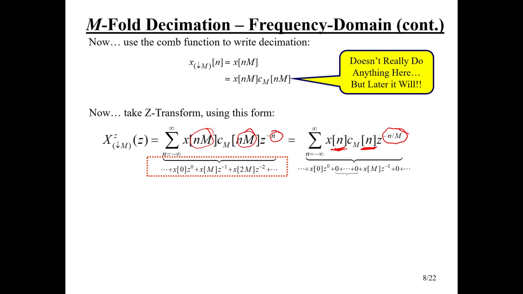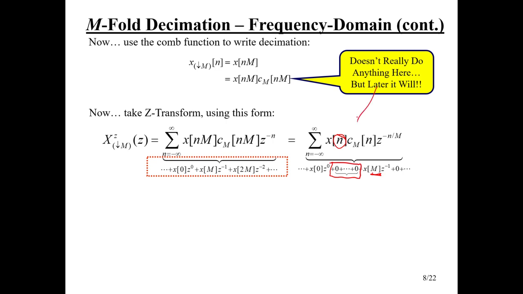m. But remember, now as n goes through its integers, this thing is turning on and off some of those terms. So let's see what we get. When n is equal to 0, I get x of 0, c_m of 0, so that's a 1, times z to the minus 0, or z to the 0. Now when n is equal to 1, I'm going to get x of n times 0 times z to the minus n over m. There it is. It goes away. And in fact, that won't pop back up again until n hits m. So there's going to be m minus 1 zeros.